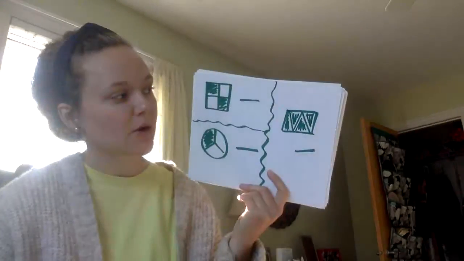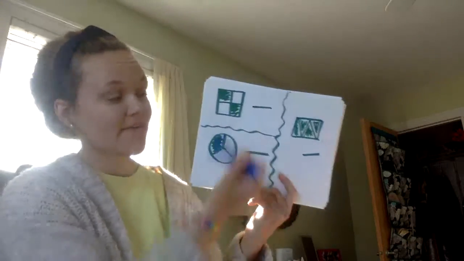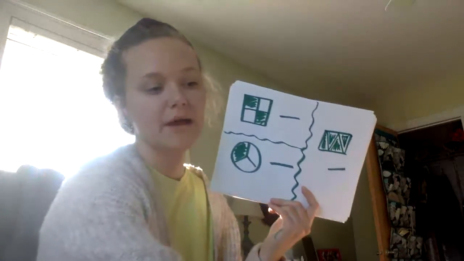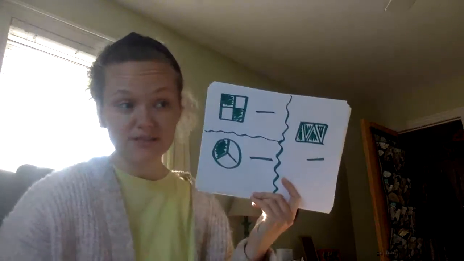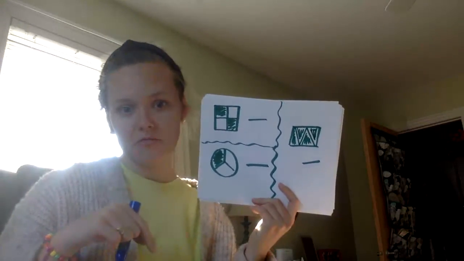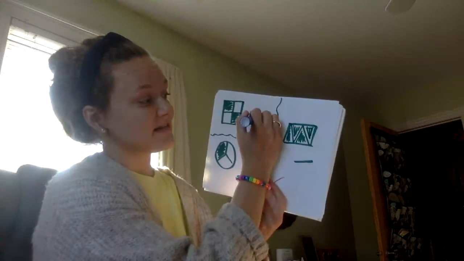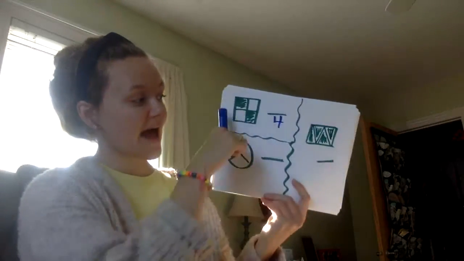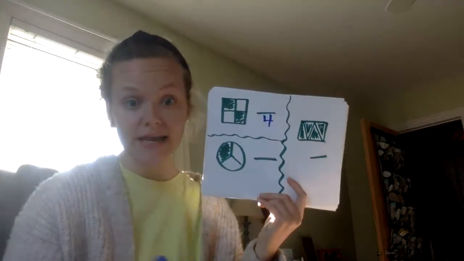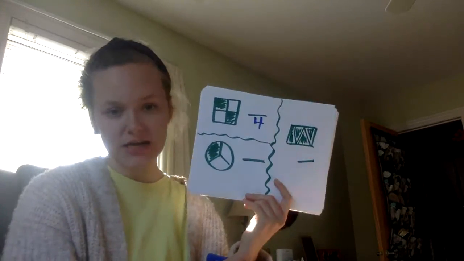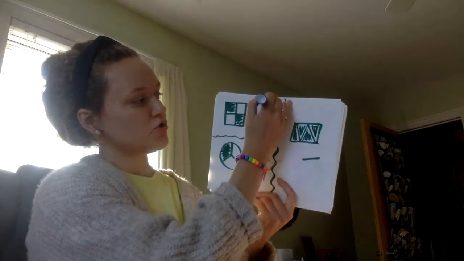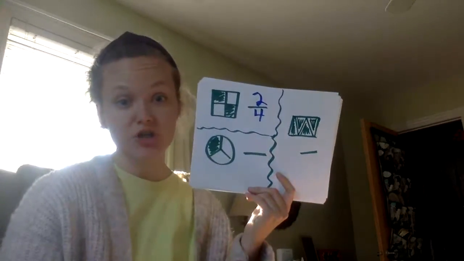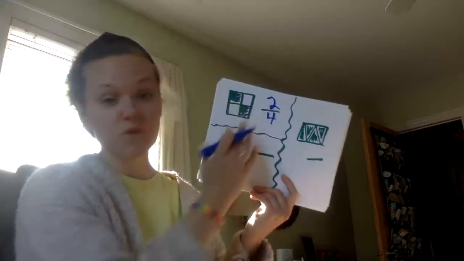All right, so let's figure out what the fraction would be here. How many parts total do I have in my whole? 1, 2, 3, 4. So 4 is going to be my numerator or my denominator? 4 is going to be my denominator because I have 4 equal parts in my whole shape. How many are shaded in? What's my numerator going to be? 1, 2/4 are shaded in. So 2 of my 4 are shaded in.